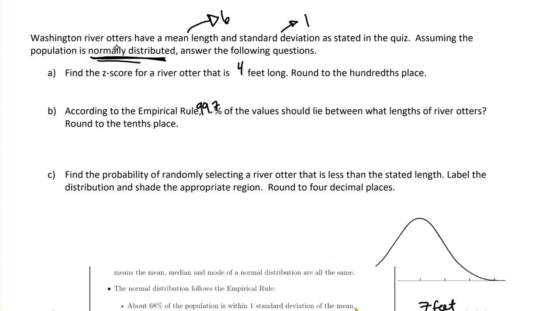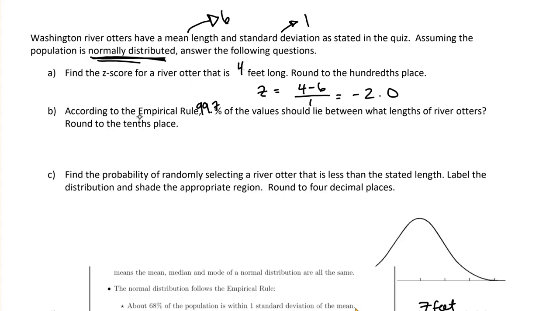Let's begin. Washington river otters have a mean of 6 and a standard deviation of 1 feet. We want to find the z-score for a river otter that is 4 feet long. So for the z-score, we take the value given minus the mean, divide that by the standard deviation, and we're going to get a z-score of negative 2.0 in this case.